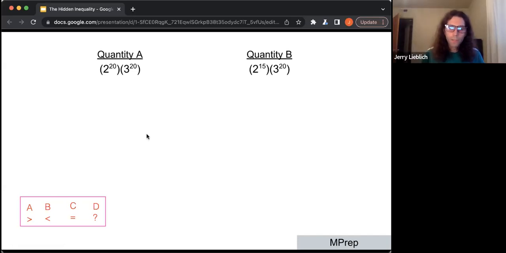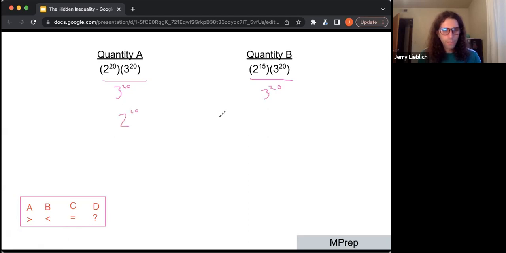Okay, so this one looks a little more complicated than the other. We might be thinking I need to use a lot of exponent rules or something. I cover that in another video, but you don't actually, because let's notice, 3 to the 20, 3 to the 20. Great, let me try to simplify this first by dividing both sides by 3 to the 20. So I end up with 2 to the 20 versus 2 to the 15.